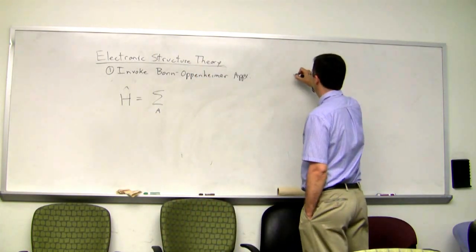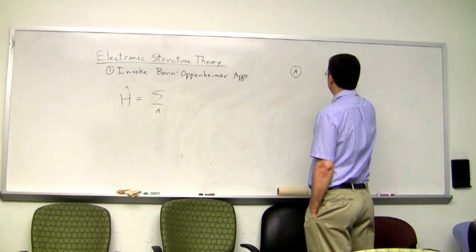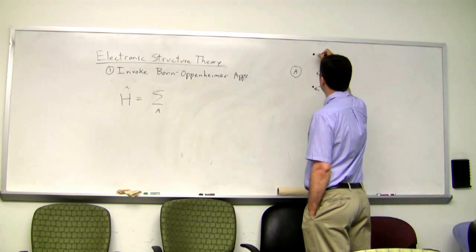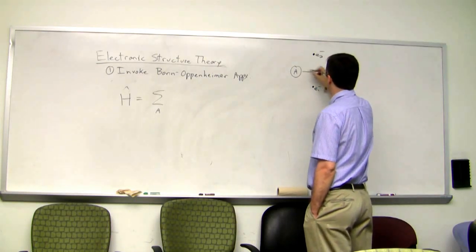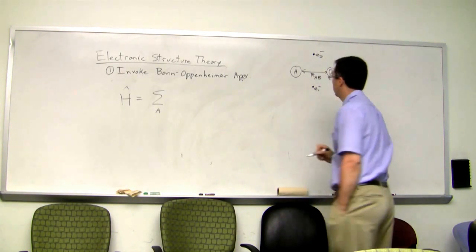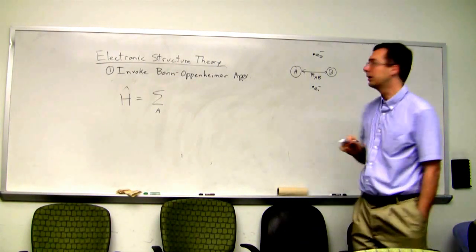Let's suppose I have two atoms. Call the nuclei A and B, maybe. Maybe I have two electrons. Let's say I've got electron 1 and electron 2. I'm going to use capital letters for the nuclei. So RAB is going to be the distance between nucleus A and B.